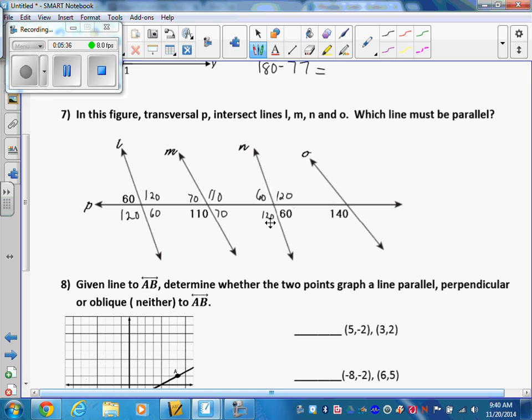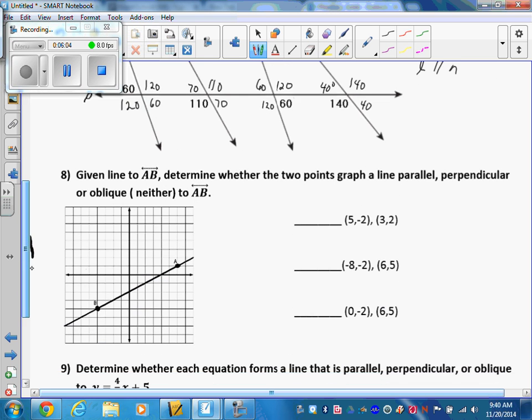This makes this one 120. So it looks like L and N are parallel, but let me just double check by checking out the measures of these angles. And yes, it doesn't match up with any of them. So since this angle is equal to this angle, those are corresponding. So the lines that are parallel are L and N.